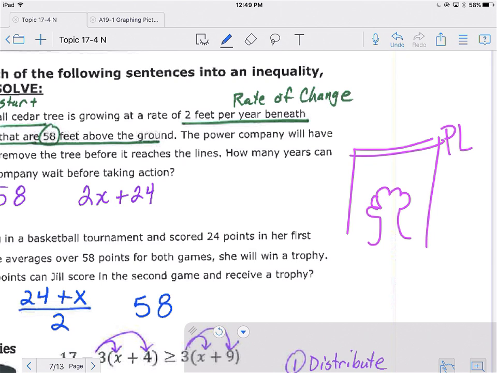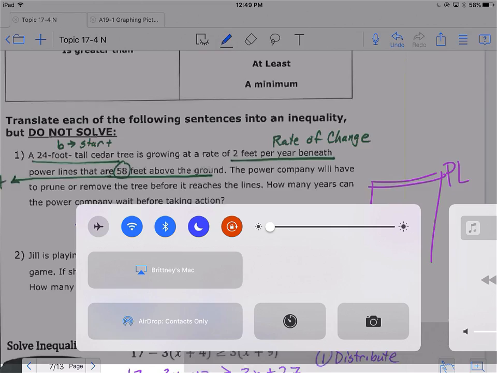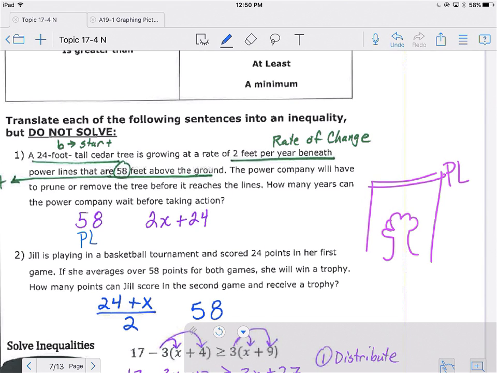Now, using this picture, we have two pieces of information. The power lines sit at 58 feet. The tree is at 24 feet and counting. When I look at this picture and I reread that the company will have to prune or remove the tree before it reaches the line, that tells me the tree can only get about this high. Now, we don't know exactly what that number is, but the tree has to be less than or equal to the power lines, meaning the power lines have to be the bigger number.